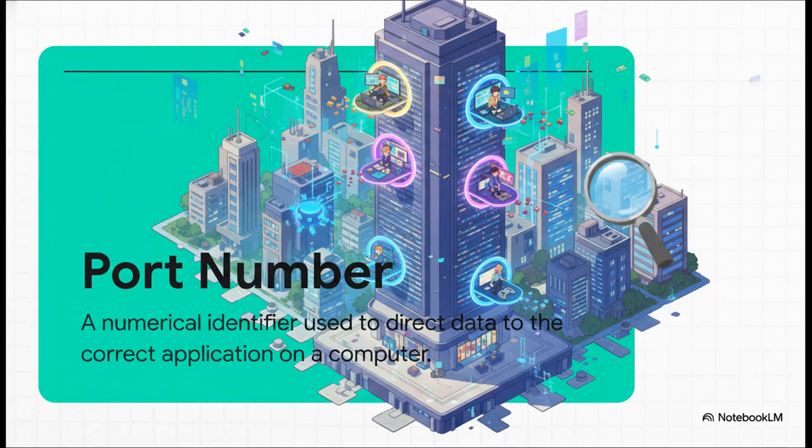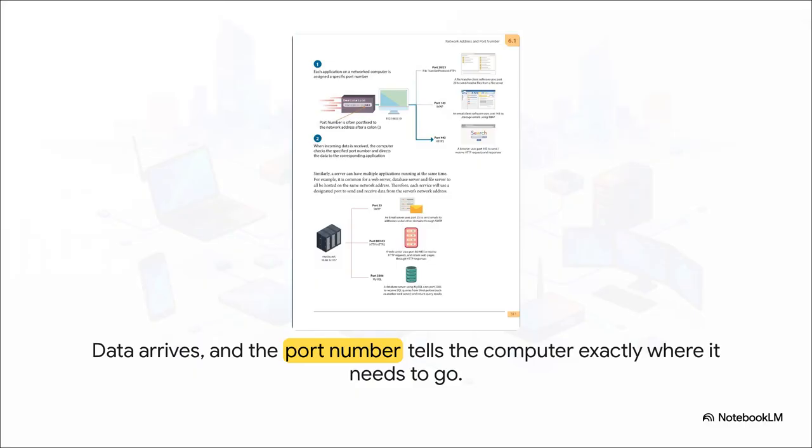If the IP address is the building's street address, the port number is the specific office number on the door. It's what tells your computer's operating system, hey, this chunk of data is for your web browser, and this other one over here is for your email. Without ports, all of our data would just get jumbled up in the lobby. Total chaos.